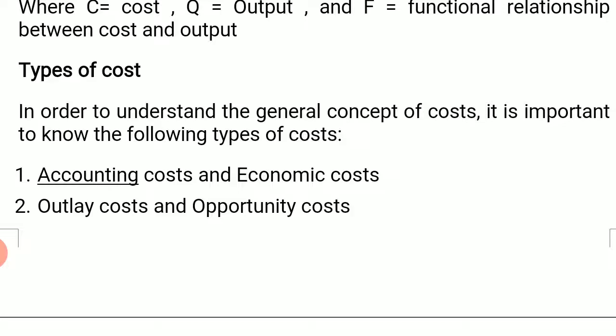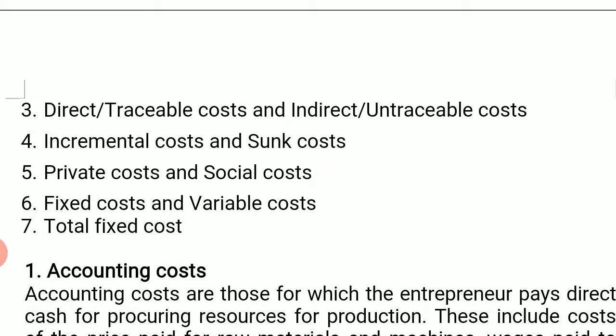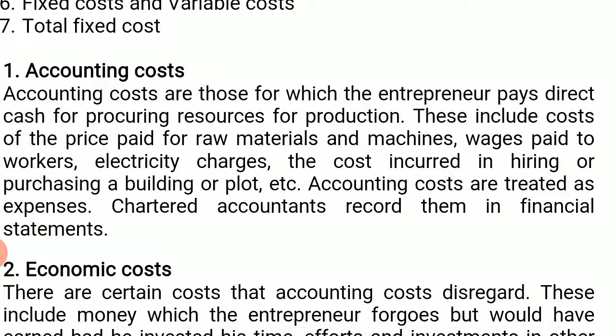First one is accounting cost and economic cost, outlay cost and opportunity cost, direct and traceable cost, indirect and untraceable cost, incremental and sunk cost, private and social cost, fixed cost and variable cost, total fixed cost. Now, firstly, we will discuss what is accounting cost.